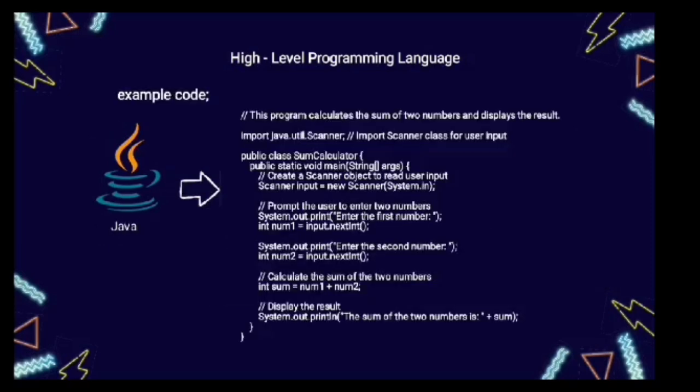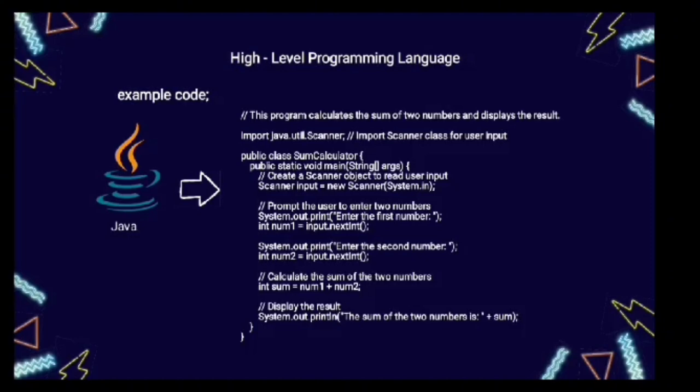Here's our example code for Java. This program calculates the sum of two numbers and displays the result. In this example code, we use the scanner to get the user's input. We use the import java.util.Scanner. The program is inside a class called SumCalculator. In Java, all code must be inside a class. The main method serves as the beginning of the program. This is where all operation begins.